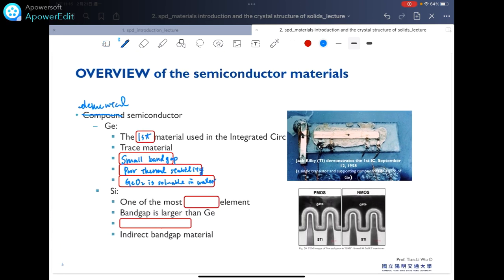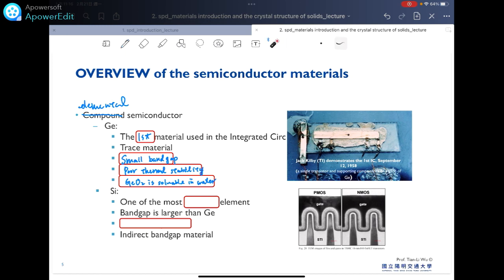As you know, if we want to make a MOSFET, the oxide is the most critical part. We need a perfect insulator for the oxide. Although germanium was the first used for semiconductor ICs, the problem is that germanium oxide is not very stable. It's soluble in water, which means that if you put the device in a humid environment, like today, it's very humid, the germanium oxide will be influenced by the water vapor and in the end become a very poor dielectric. That's why later on germanium did not become the mainstream in the semiconductor industry.